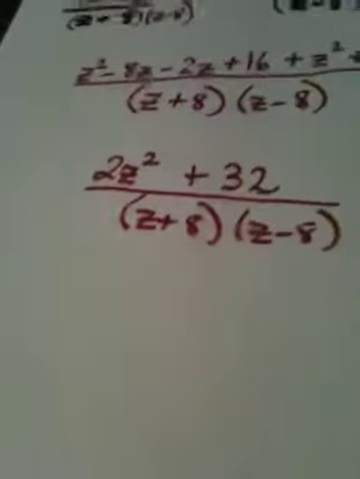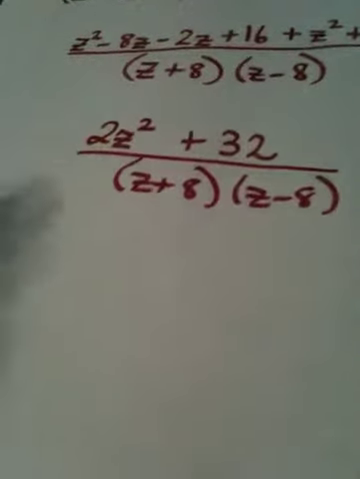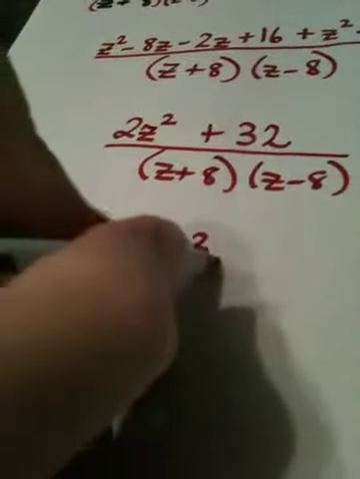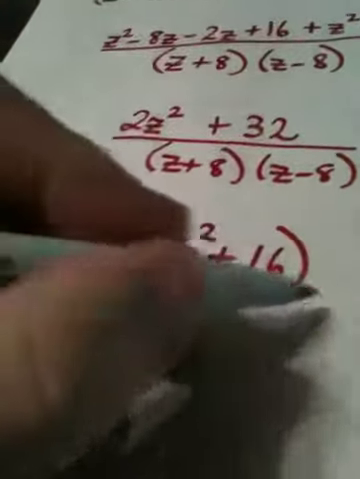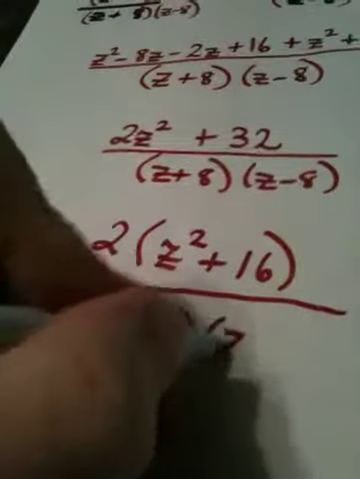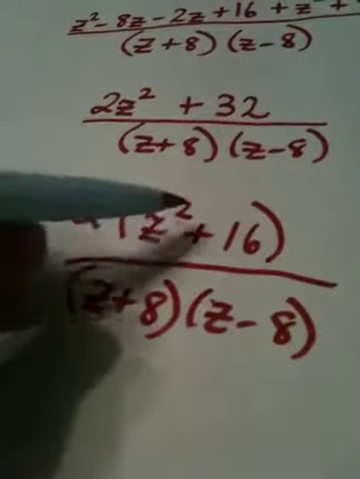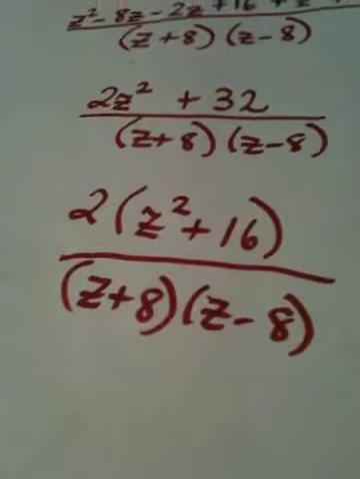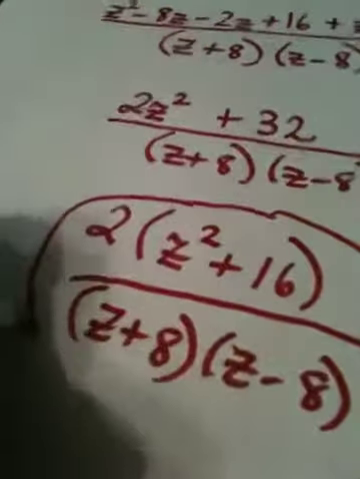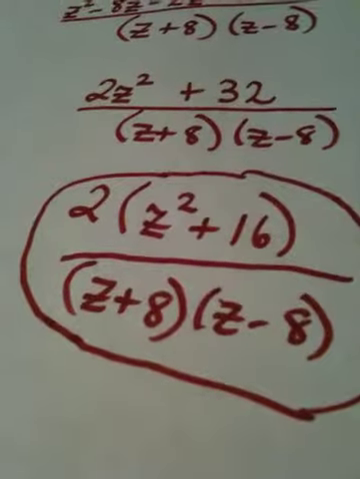So, the only thing I can do at this point in an attempt to write my answer in lowest terms is to factor. In the numerator, we can factor out a 2. That would leave me with z squared plus 16. The denominator has already been factored as z plus 8 times z minus 8. There's no more factoring we can do in the numerator because z squared plus 16 is prime. That right there that I'm circling, trying to not make my paper move when I'm filming, that, there we go, is my final answer in lowest terms.